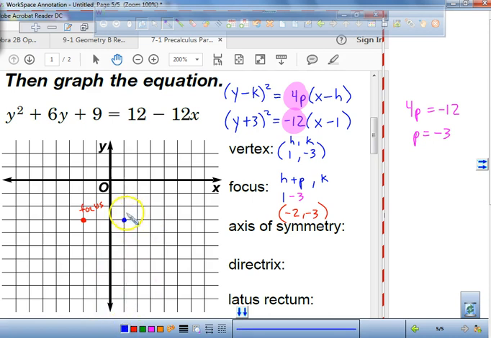And what does that blue dot represent? That's your vertex. All right?